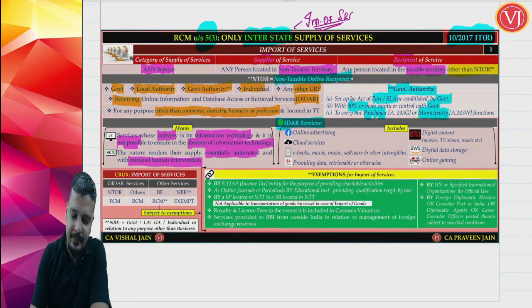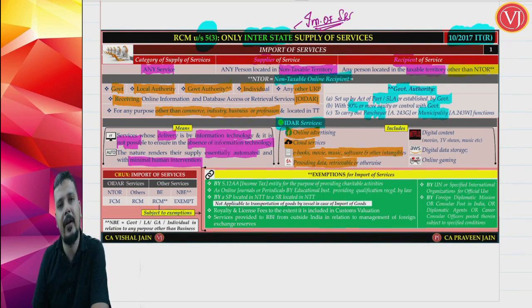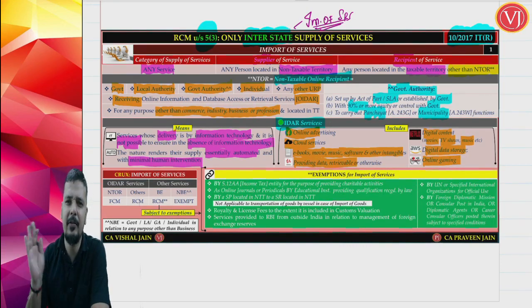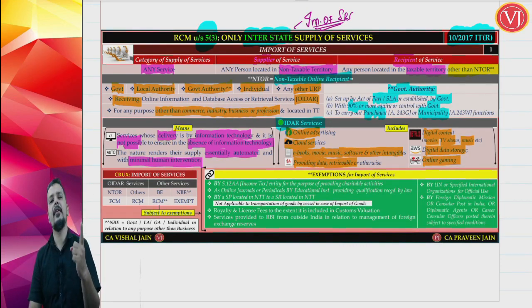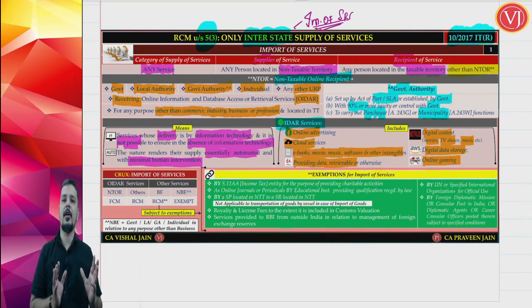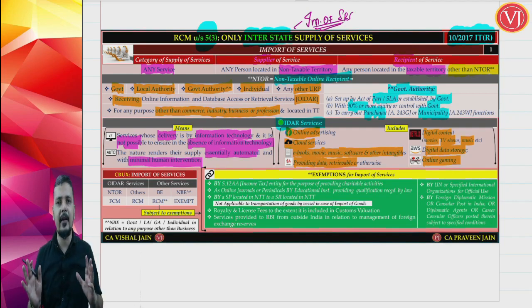Now examples can be your online advertisements, like on Facebook, cloud services like Google Drive, ebooks, movies, your Amazon Prime or Netflix, etc. Music, JioSaavn app, software, other intangibles, providing or retrieving the data, digital content including music, TV shows and movies, digital data storage, online gaming. These are all examples. The examples will go on. Two important points: it is possible only with the help of information technology, and second, it is automated, which means the net is there, it is all by way of the net, right?